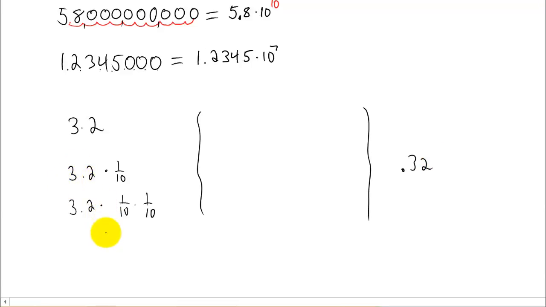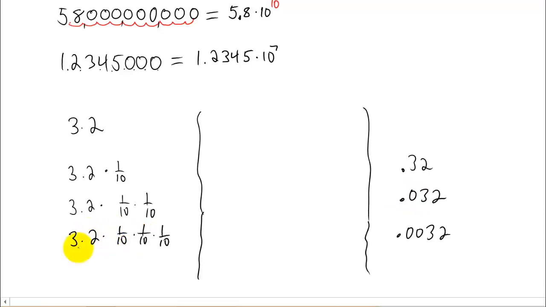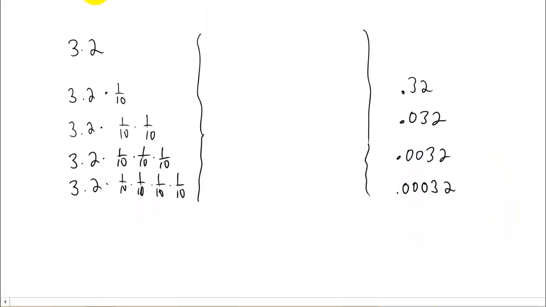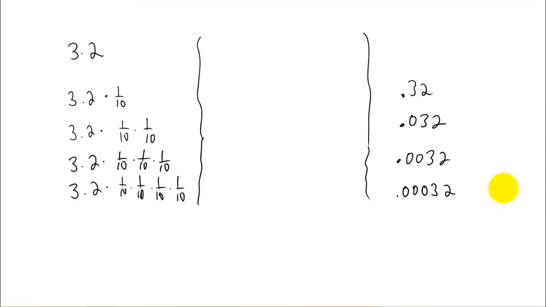What is 3.2 times 1/10 times 1/10? Well, that's just going to move the decimal place twice to the left, and we can continue this pattern. 3.2 times 1/10 3 different times is just going to give us that number right there, and I'll do one more, and I think you see the pattern at this point. Now again, the important part is going to be what we write right here in the middle.